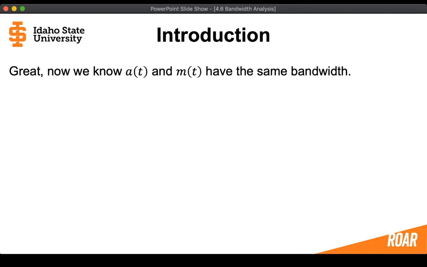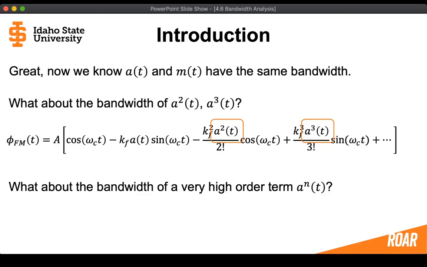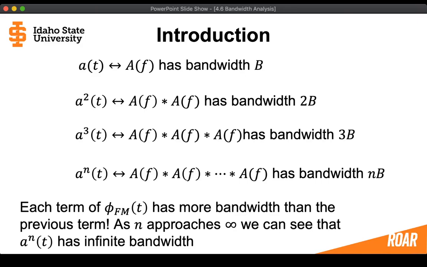All right, so if A of t and m of t have the same bandwidth, what about the bandwidth of A squared of t and A cubed of t, and so on, because this is going to have an infinite number of terms? And what about the bandwidth of a very high order term, A to the n? Well, A of t has a bandwidth of B, then A squared is going to be the convolution of A of f with A of f, and that's going to double the bandwidth. If you have A cubed, that's the convolution of A of f with A of f, and then the convolution of that with A of f. So that's going to have a bandwidth of 3B, and so on. So A to the n is going to have a bandwidth of n times B.